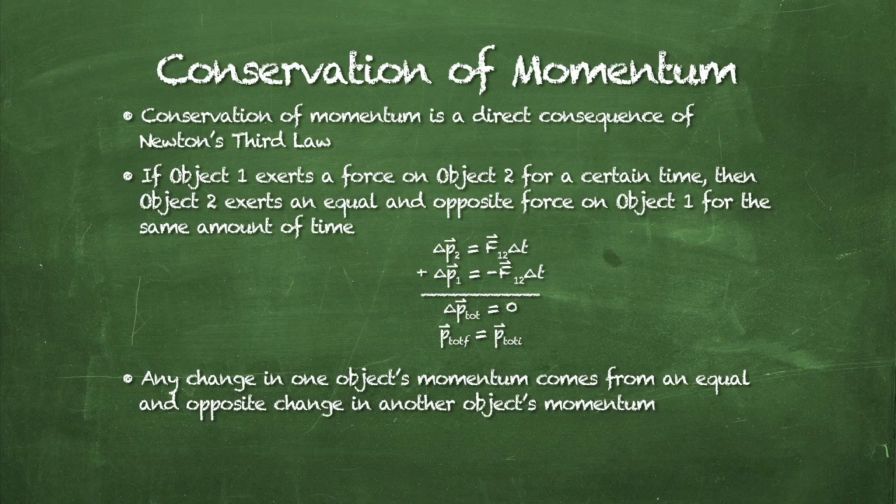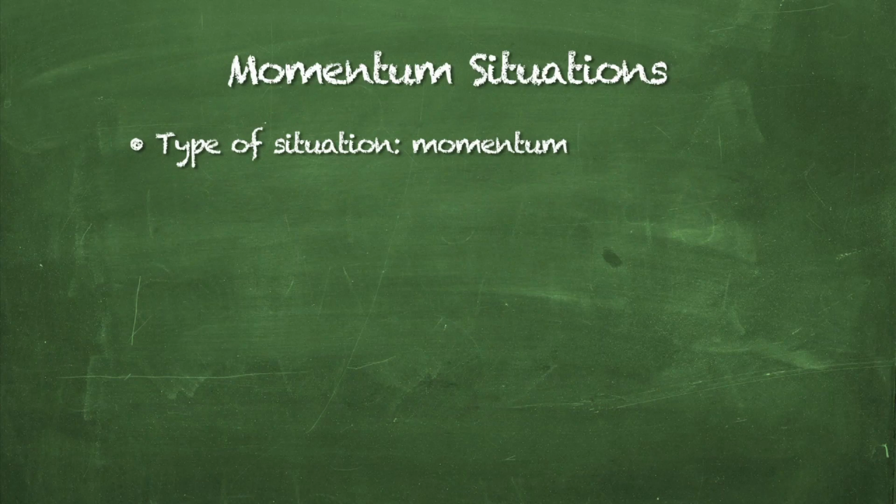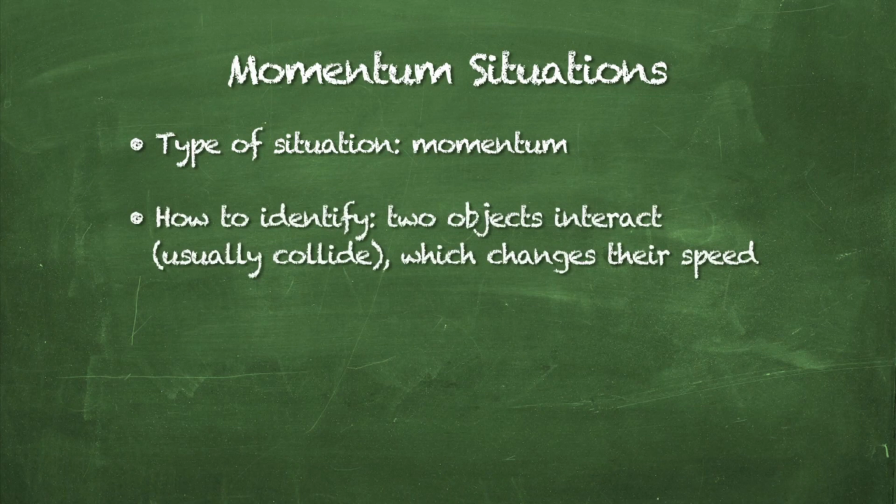So this brings us to a new type of situation, which we'll call a momentum situation. How do you identify a momentum situation? Two objects interact. Usually they collide. It could also be, as I said, an explosion. But this interaction changes their speed.